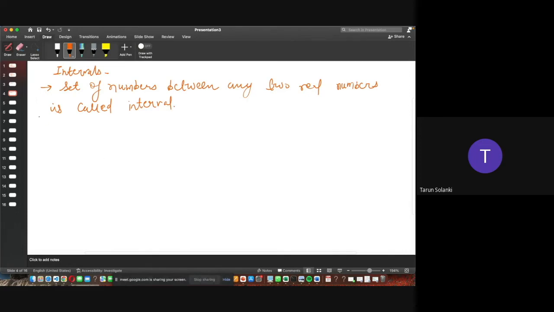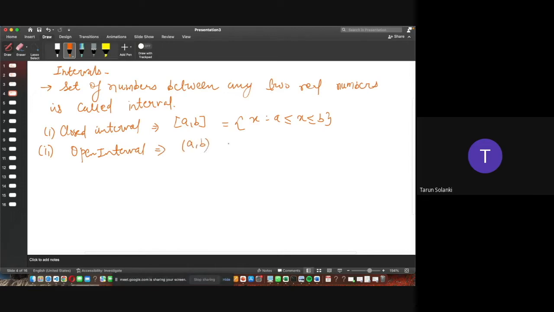Okay, so here first is the closed interval, which means that it will include your values. We can denote it as A to B. Okay, that means this is including your A and B. Next is the open interval. So that will not include your A and B values.